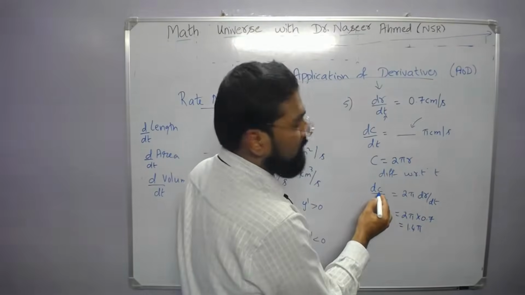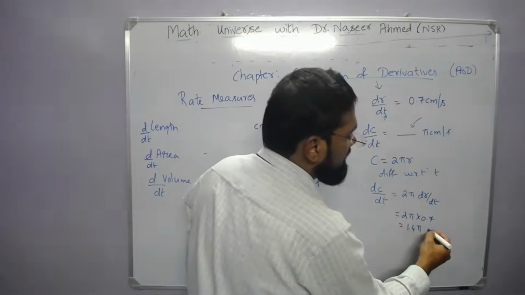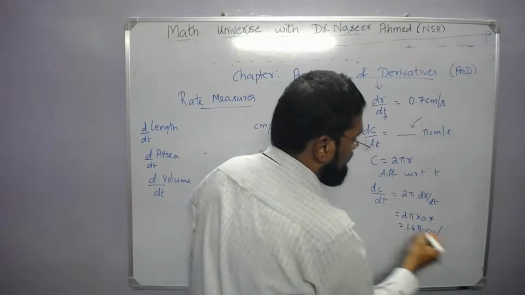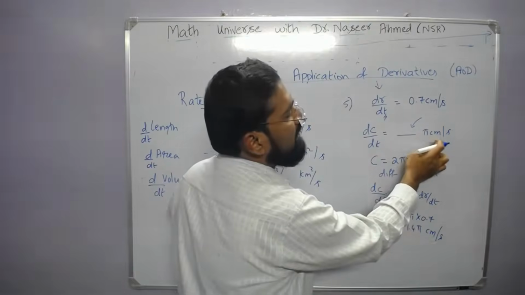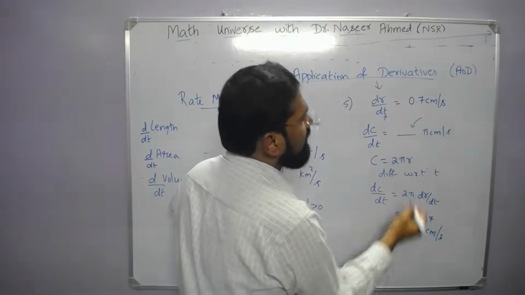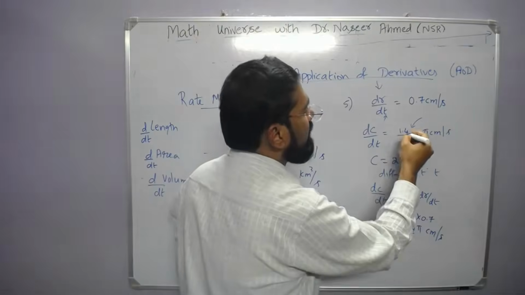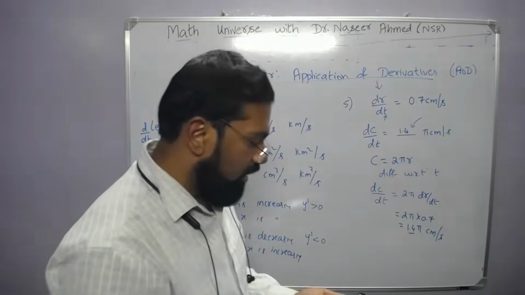And since we have got the circumference, it will be centimeter per second. You can see pi centimeter is given, so what's missing there is 1.4. So here the value is 1.4. That is matching with the option blue.